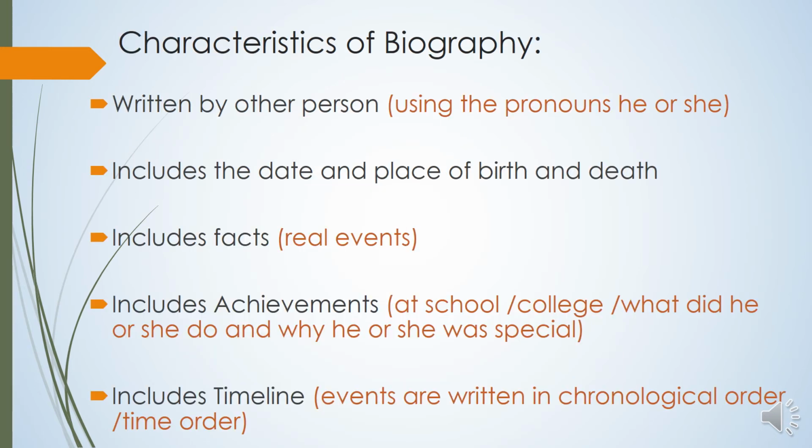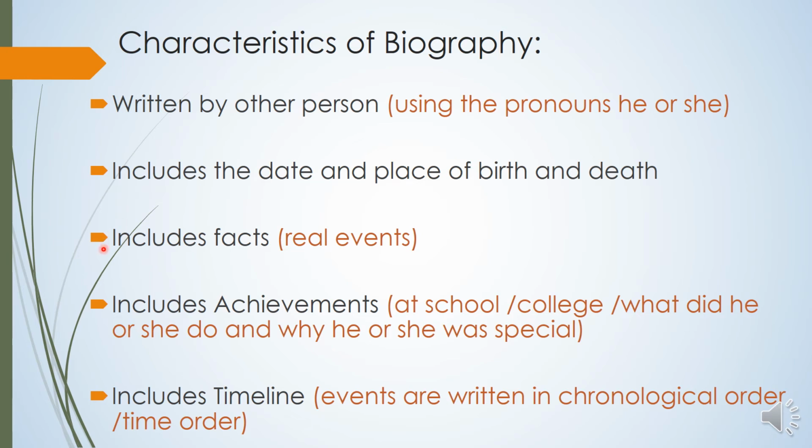Now, what are the characteristics of a biography? A biography must be written by another person using the pronouns he or she. So you cannot use the pronoun I in order to write a biography because you are talking about someone else. You're not talking about yourself. So you have to use he or she. It must include the date and place of birth and death.